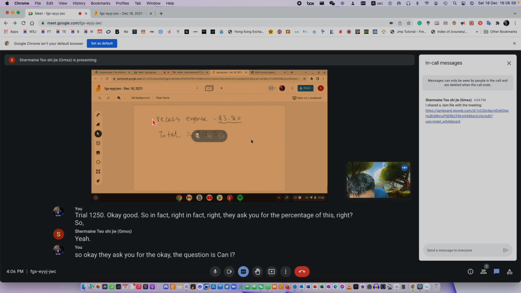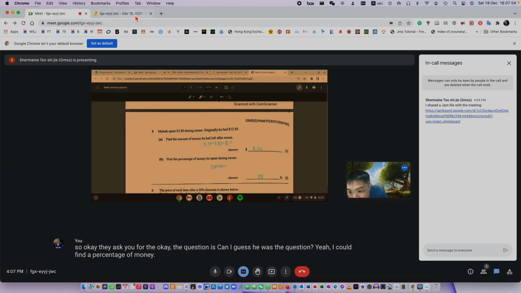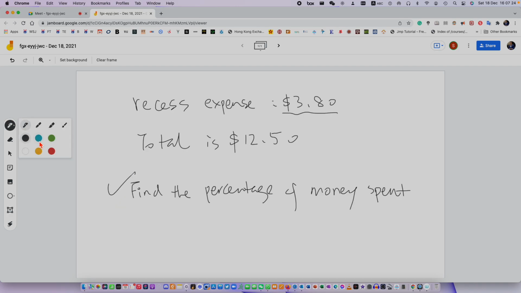Can I see what's the question? Good. Find the percentage of money he spent during recess. Okay, so find the percentage of money spent. So you look at this question and compare this to this question. Convert 380 to percentage. Okay, how are these two different from each other?